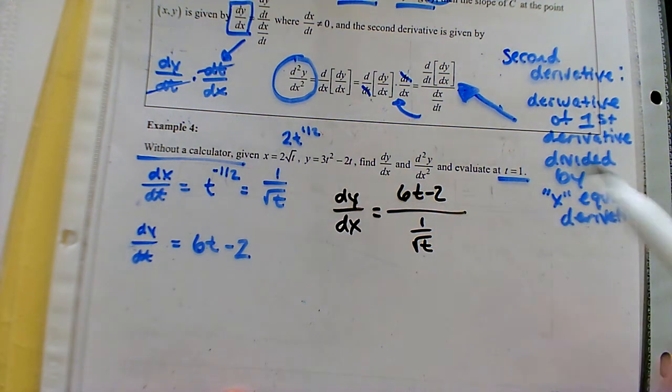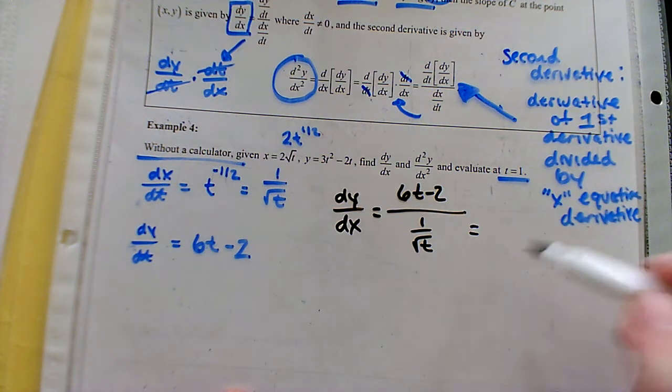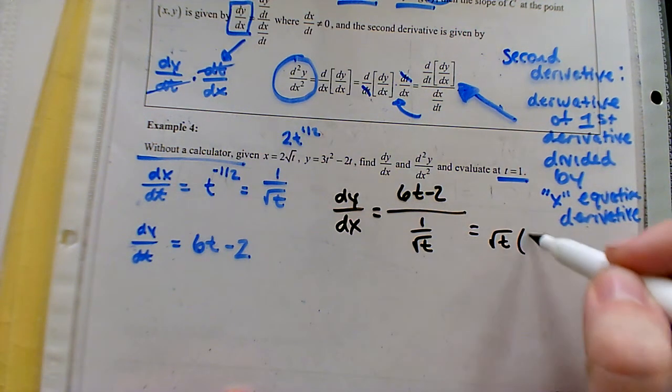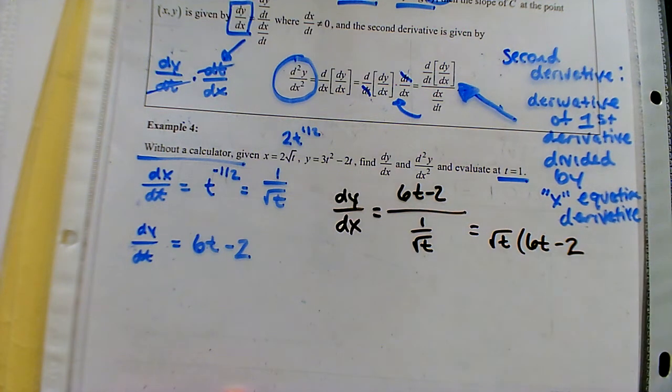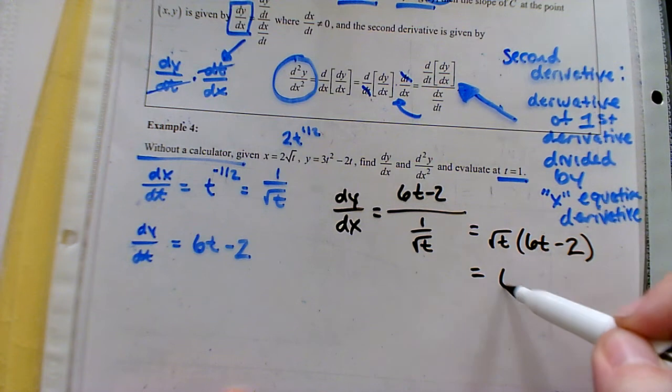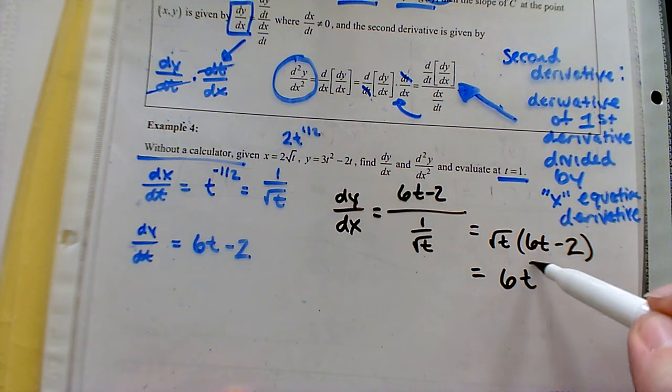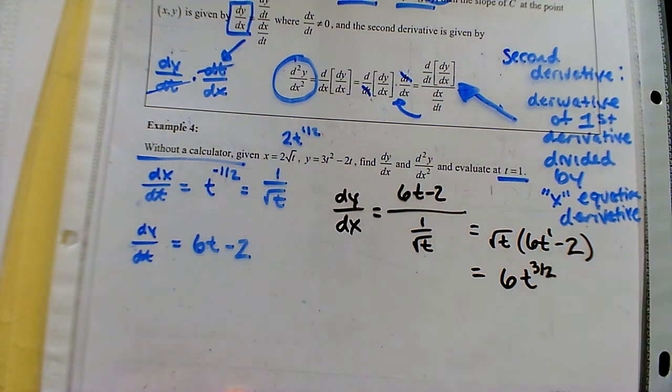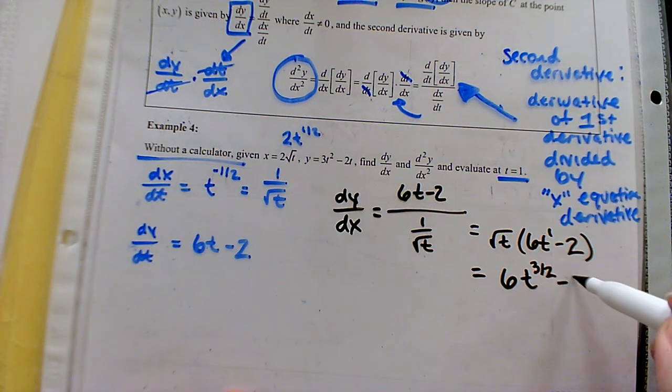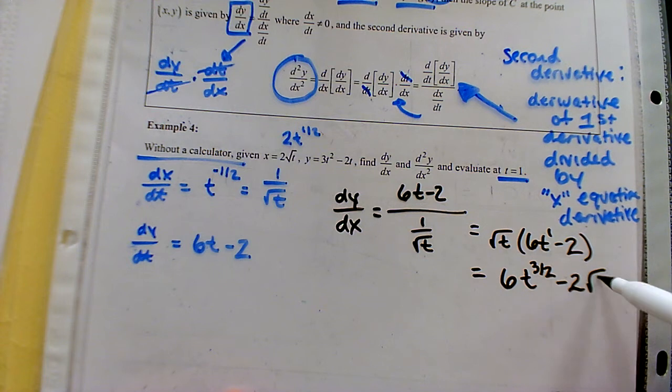Now maybe we can clean it up. Instead of dividing by 1 over the square root of t, you can multiply by the reciprocal, which would just be the square root of t. And if you wanted to keep going, we could distribute in the square root of t. So that would be 6 times t to the 3/2 power. Okay, you'd have to add your exponents. Minus 2 square root of t.